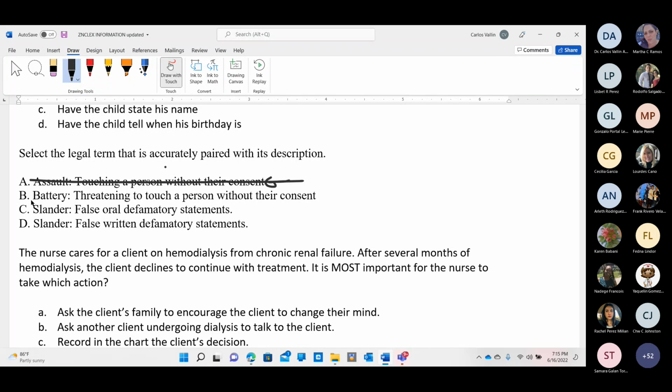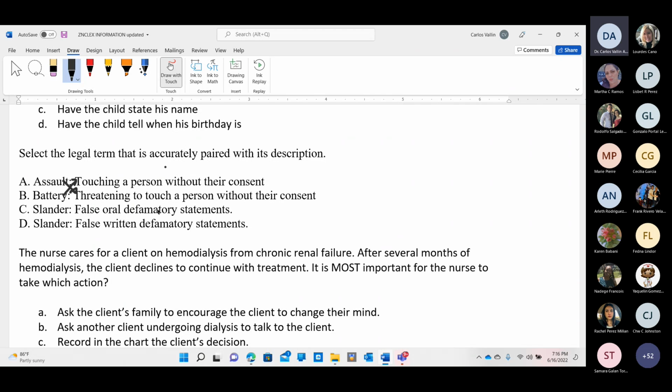Of course, here they are defining battery as threatening to touch a person without the consent. So what is the difference between touching and threatening? This one is actually touching, and this one is just a threat. So this is incorrect too, because this is the definition of assault. The definitions are crossed.